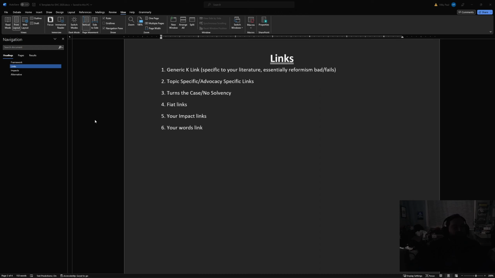Good idea to have an argument for why fiat links, their impact links, or the rhetorical things they said links. You don't need all 6 of these. These are just like examples of how you would write links if you have no idea what you're doing and you're just trying to figure it out.